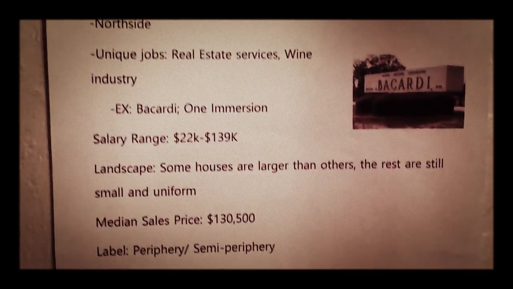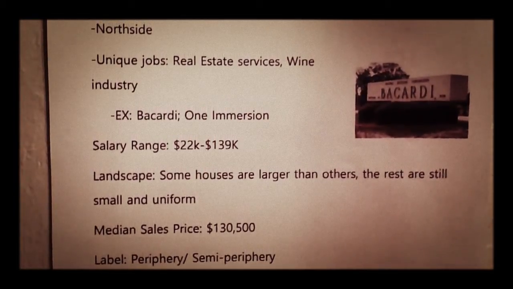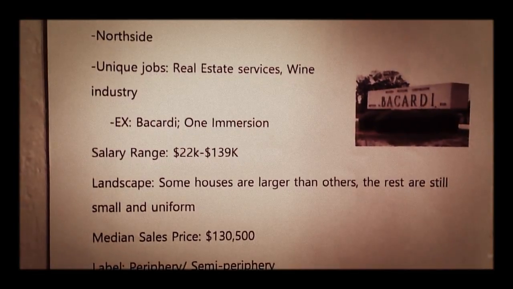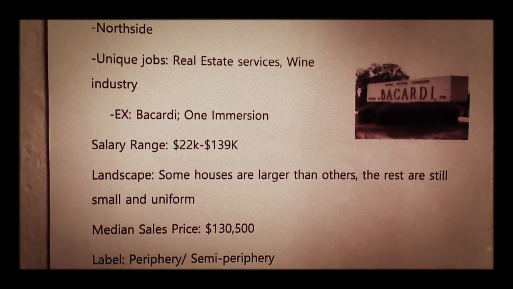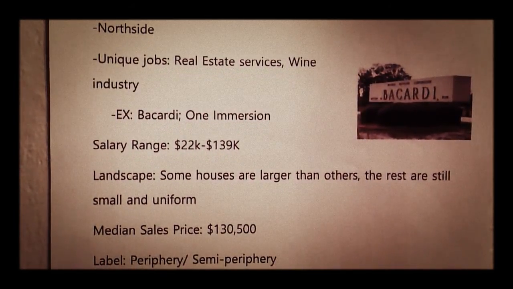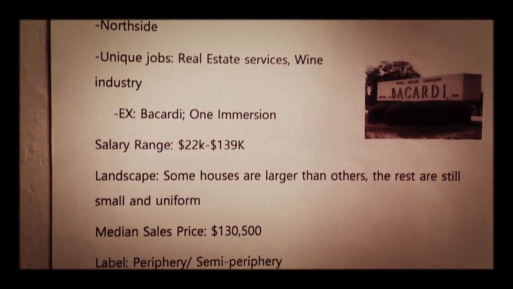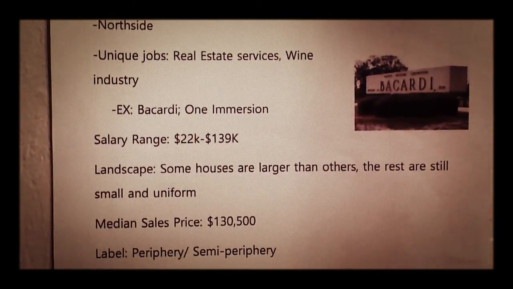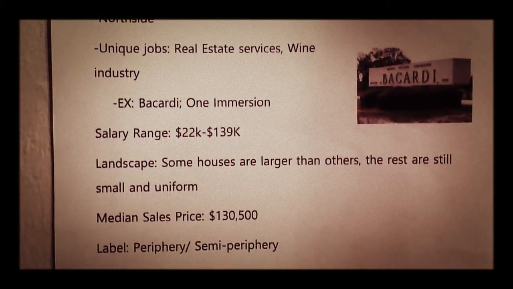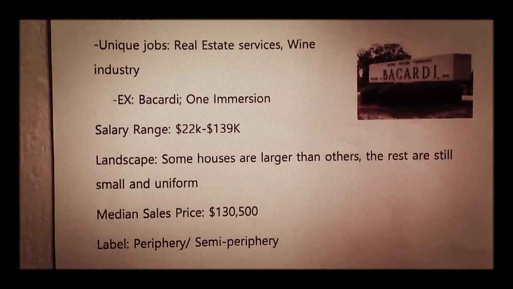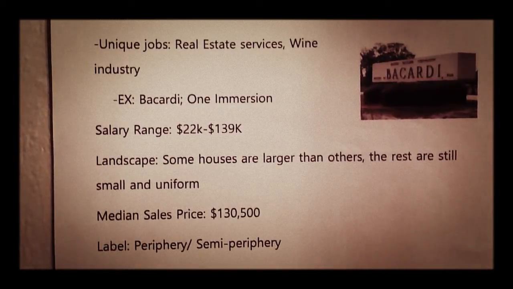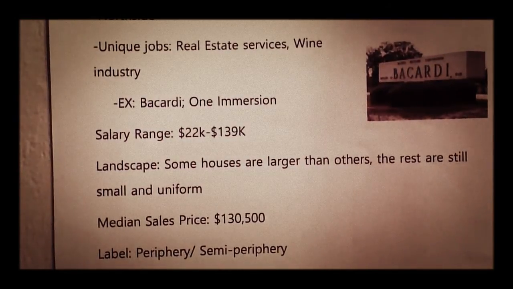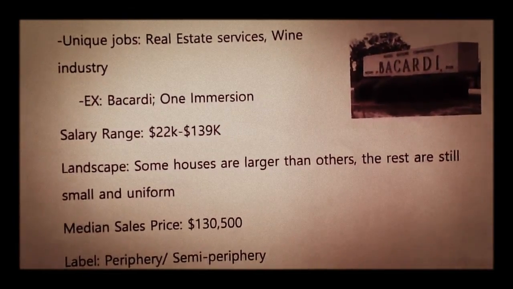Now let's look at Northside. Some unique jobs offered are real estate services and wine industry. An example of such would be Bacardi or One Immersion. The salary range is $22,000 to $139,000. Some houses are larger than others, while the rest are still small and uniform. The median sales price for a house on North Side is $130,500. I label this area as a periphery, possibly attempting to make a move to become a semi-periphery, but still a periphery for now.